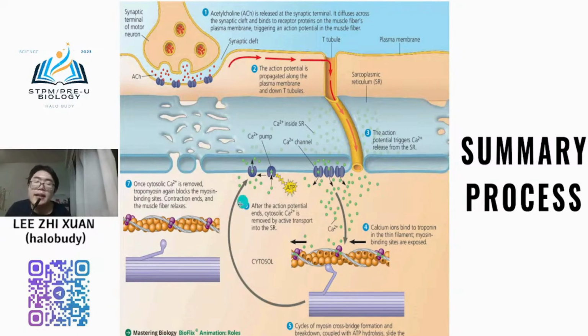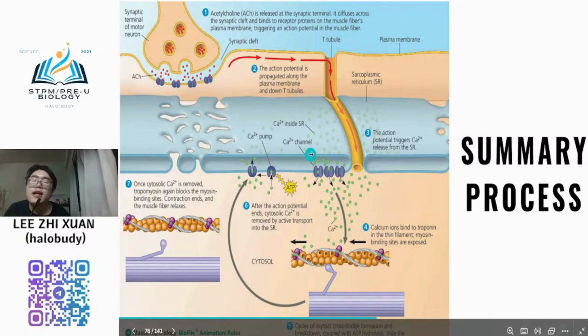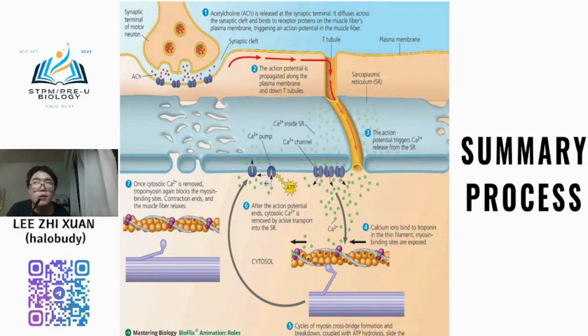And then the calcium ion inside the sarcomere will be pumped out again into the sarcoplasmic reticulum. So this is the recycling process. Unless there is another calcium ion release, then another cycle will proceed. If there is no calcium ion, then the muscle is in a relaxed condition. So normally this is the basic summary process.